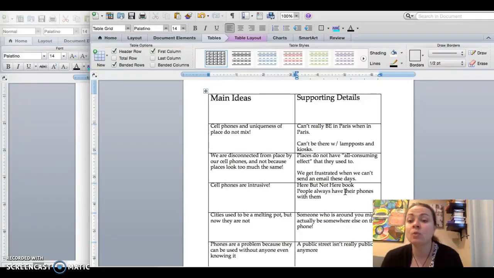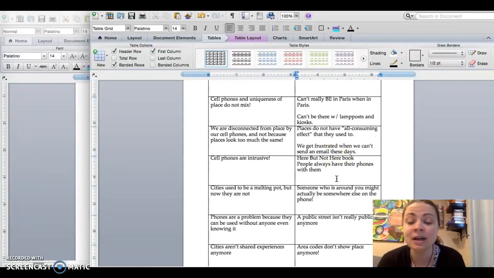He's saying that we are disconnected from wherever we're standing, not because the places are starting to look all the same, but because we ourselves are distracted by our cell phones. Okay, so to support that main idea, I wrote down "places do not have the all-consuming effect that they used to." Notice that since I used a little bit of his language, I put quotation marks around it so I didn't confuse myself. And then he says, we get frustrated when we can't send an email these days, right? Another example of how we are distracted and impatient because of our cell phones, okay?